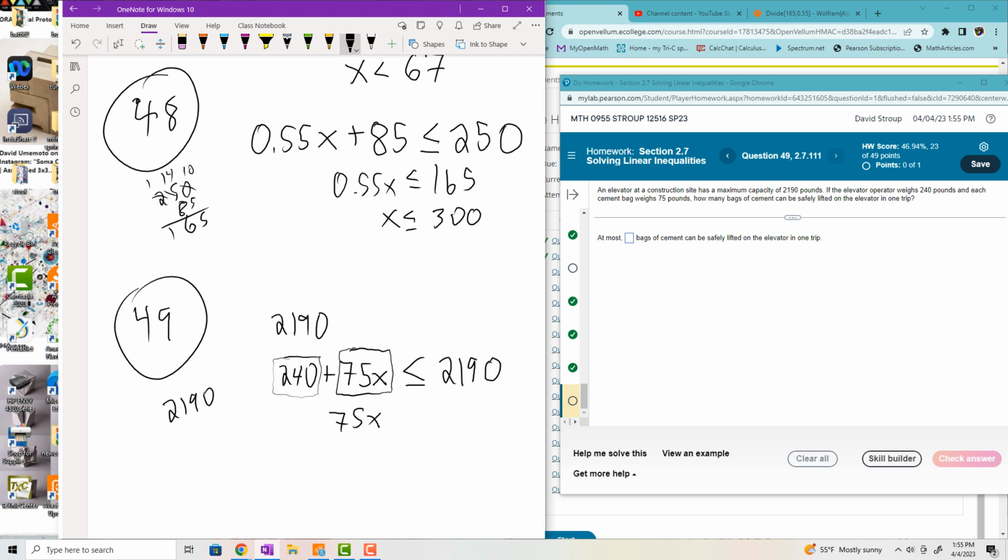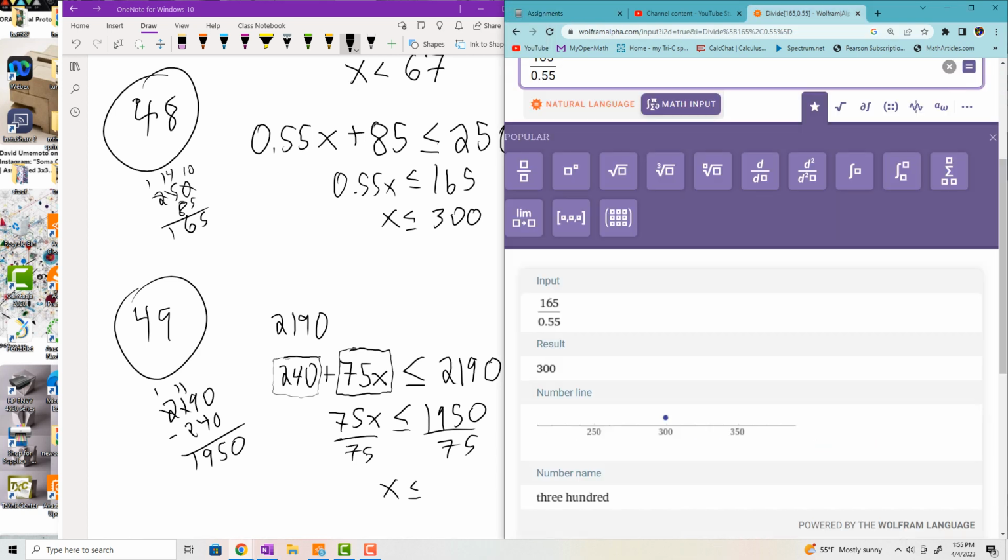It's probably high stress. But anyways, I'm going to move the 240 over, and I get 75x less than or equal to 1950. Then I'm going to divide both sides by 75, so 1950 divided by 75.